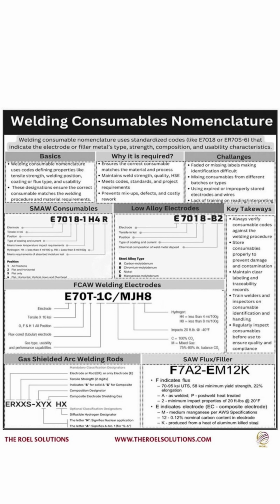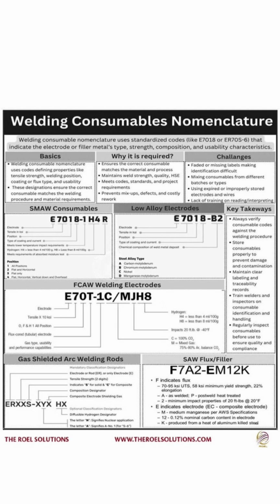F7A2 is the flux classification. F7 equals 70 ksi. A2 equals impact toughness at -20 degrees Celsius. EM12K is the electrode classification. E equals electrode. M12K equals chemical composition, Mn. Segment 6. Standards you should know.